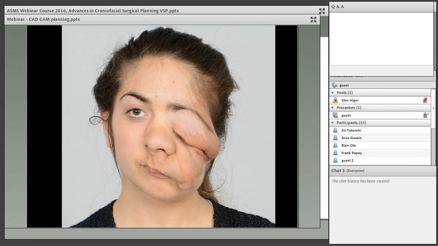This is another child who has type 1 neurofibromatosis.